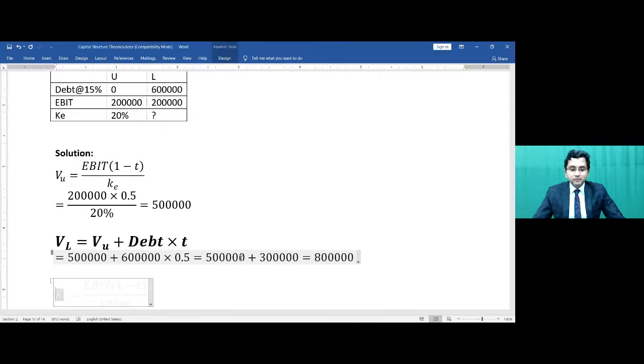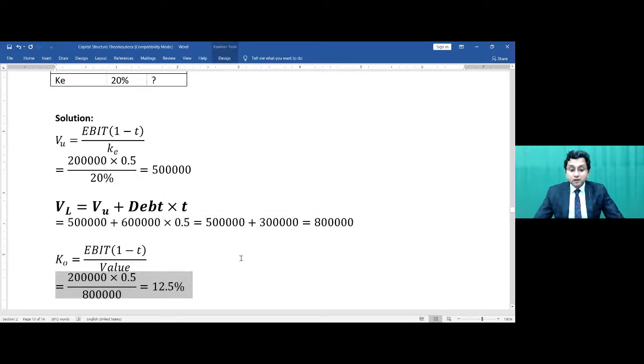is to be added. Now, if somebody tells you to calculate overall cost of capital for levered firm, the formula is same as what we studied in NI approach. EBIT multiplied by 1 minus tax rate divided by overall cost gives you value. So divided by value will give you KO. KO is equal to EBIT into 1 minus T upon value. So for levered firm, EBIT is 2 lakh. 1 minus tax rate is 0.5 divided by value 8 lakh. See, its KO is 12.5.